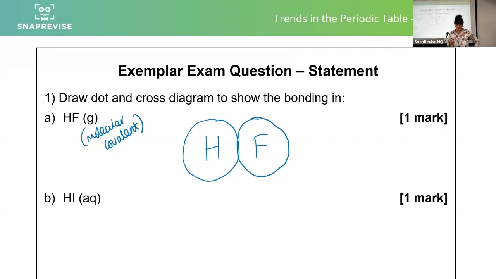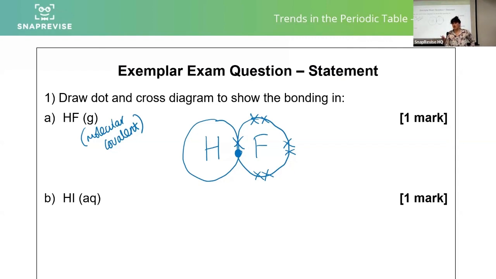Hydrogen only needs 2 electrons in its outer shell. It's got 1 as a valence electron, so it can gain a second one. Fluorine has got 7 electrons in the outer shell. It wants to gain 1 more to get 8. So if they each share 1 electron, they've both got their full outer shells. So I'm going to show that by drawing the dot and cross where my circles cross. And then I'm going to fill in the rest of my fluorine's electrons just to make sure I've shown the full outer shell bonding. If they ask for all of the shells, obviously make sure you include all of them.